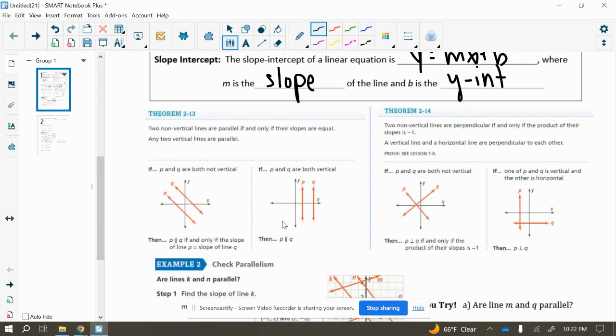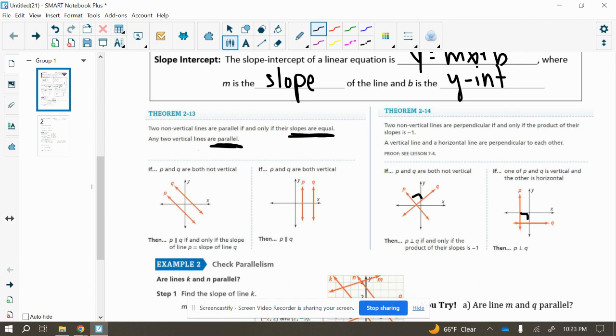And again, we know that if our parallel lines are rising and running the same amount, they would never intersect. So we know that the slopes of parallel lines are going to be equal to each other. On the other hand, our perpendicular lines are going to intersect each other to create these right angles.